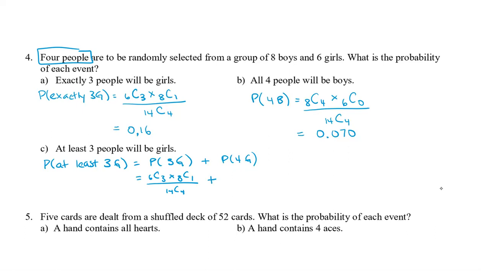Okay, and then plus, this time we want 6C4. Out of 6 girls, we want to choose 4 of them, times 8C0. We don't want any boys. And then our denominator is 14C4. And then typing all of this out, we get 0.175. So that's how we apply and use combinatorics and probability to simplify our problem-solving process.